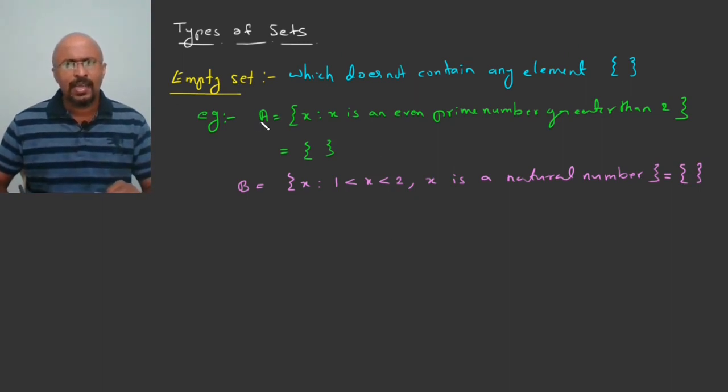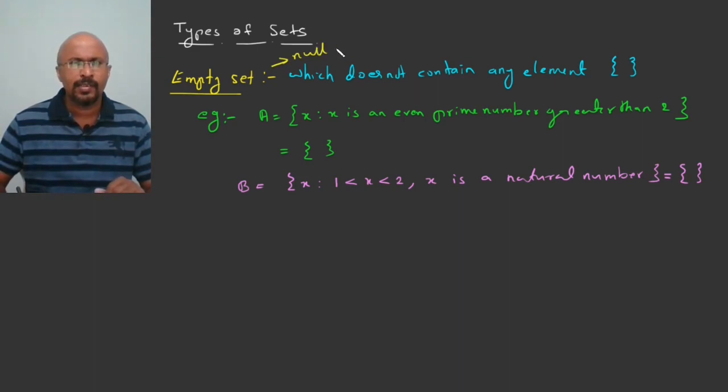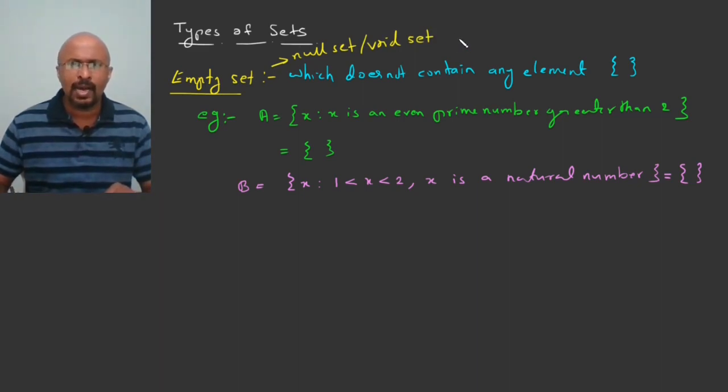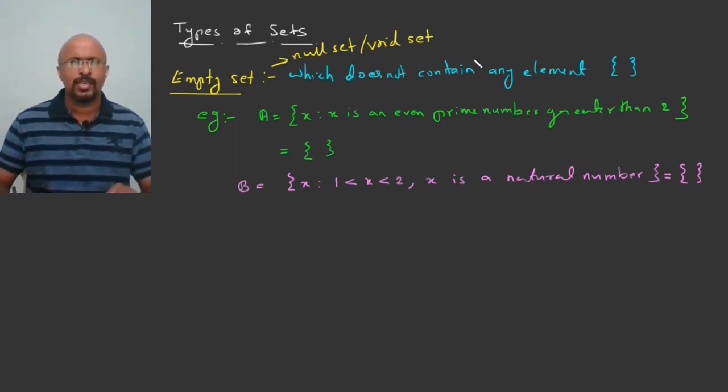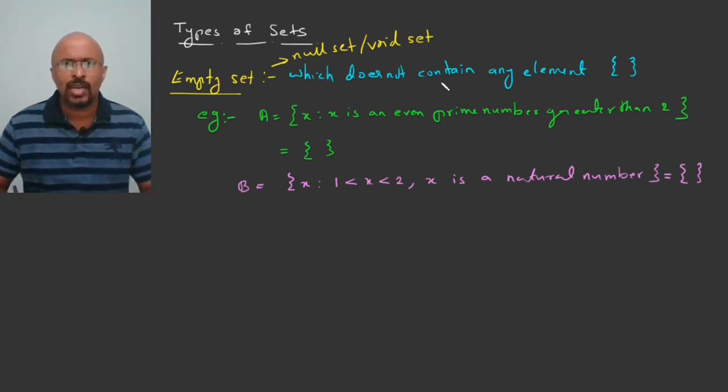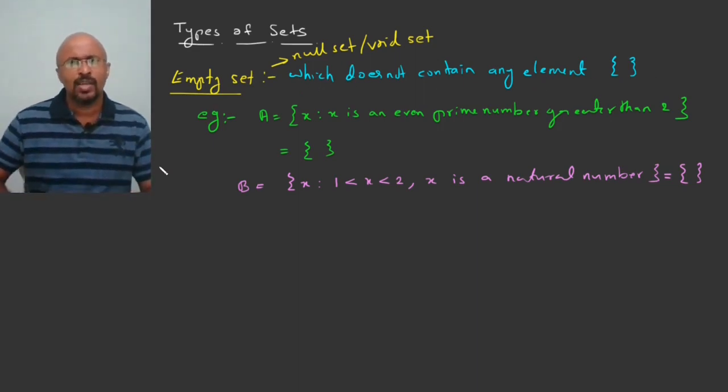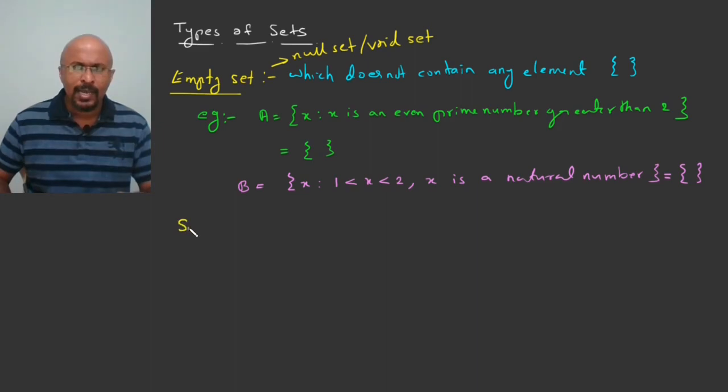The empty set is also called a null set or void set. So, the other two names of empty set are null set and void set. So, here we studied that an empty set, or null set, or void set is a set which does not contain any element. The second type of set here we are going to study is singleton set.